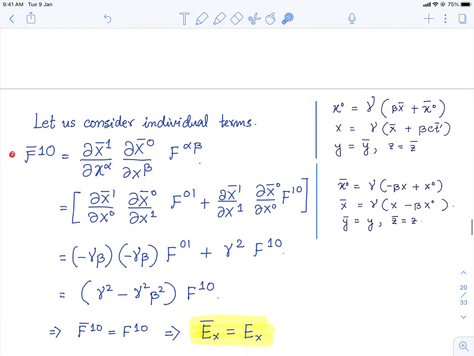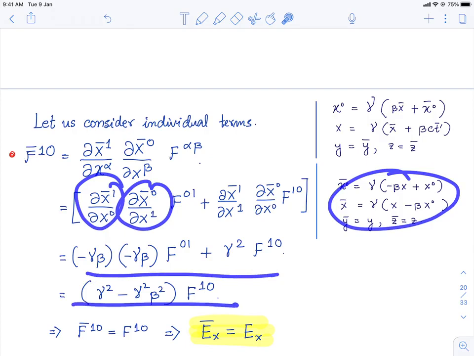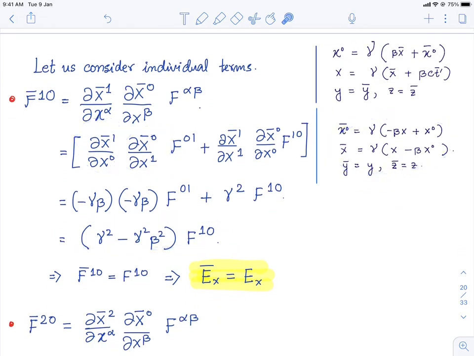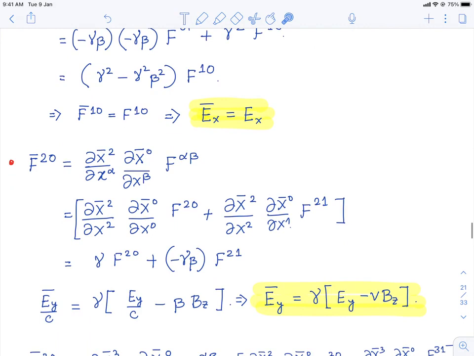Then if you just read off these coefficients from here, you will see that this one just becomes gamma. The gamma square you can pull out, then it becomes gamma square times 1 minus beta square. That's just 1. So f10 bar and f10 are identical, which means that Ex bar is equal to Ex. So the component of the electric field along the direction in which you are boosting does not get transformed. It remains the same, but the other components get affected, as we will see.